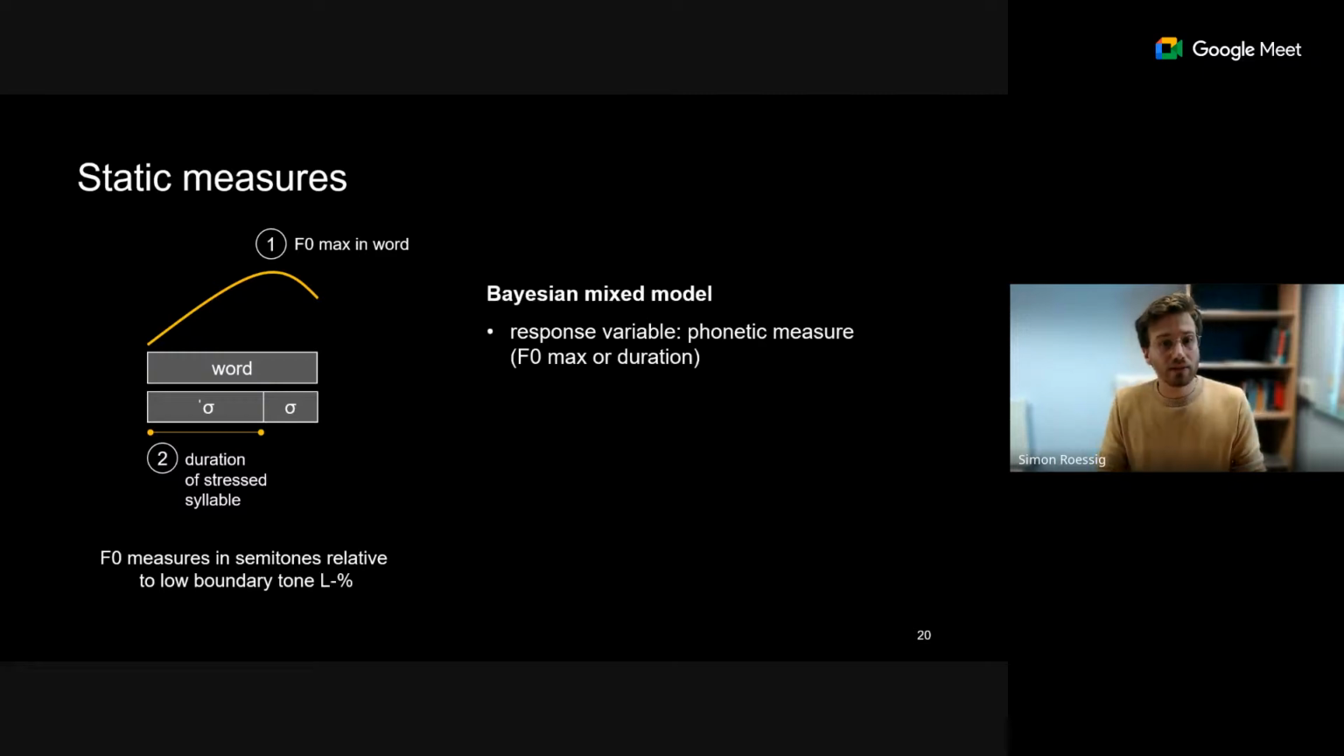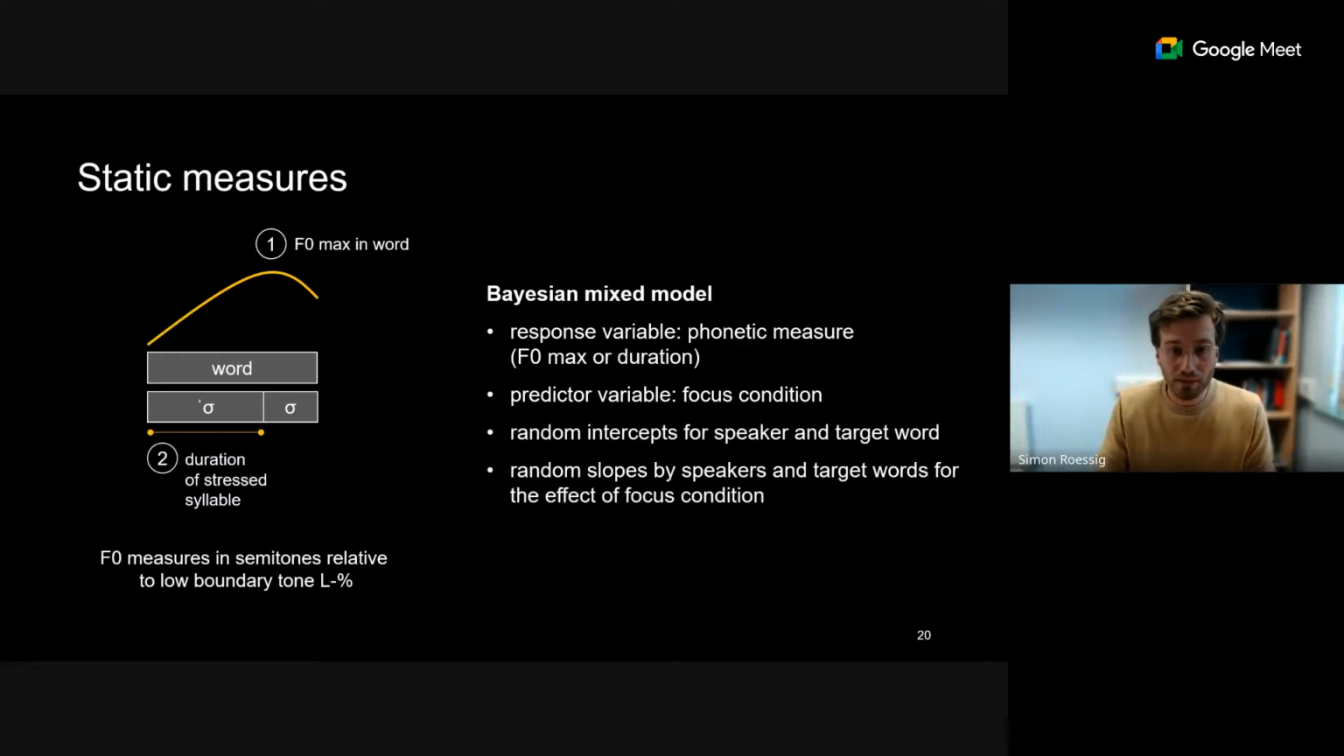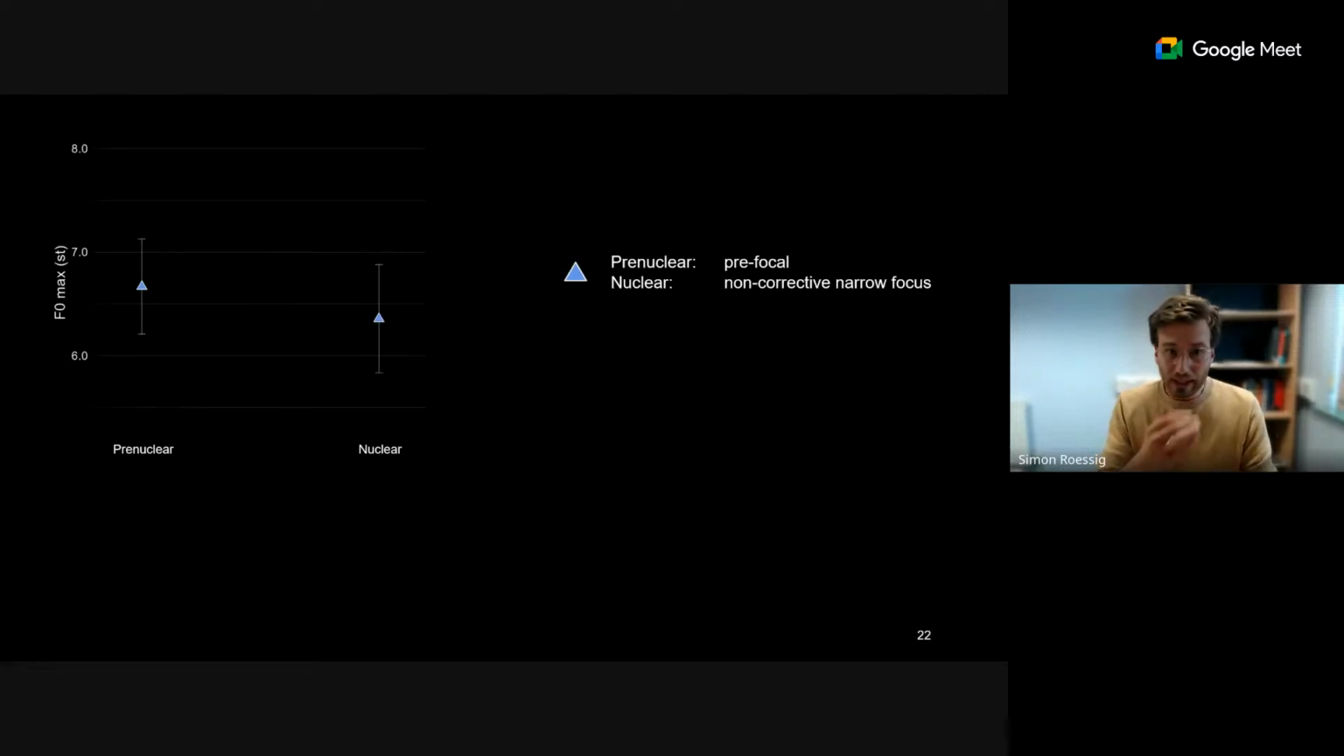And the data will be analyzed with a Bayesian mixed model, where as response variable, we have each of the phonetic measurements, F0 maximum or syllable duration, and the predictor variable is the focus condition. And in addition, we have random effects for speakers and target words. So this is the setup of the analysis. We begin with the results for the F0 maxima.